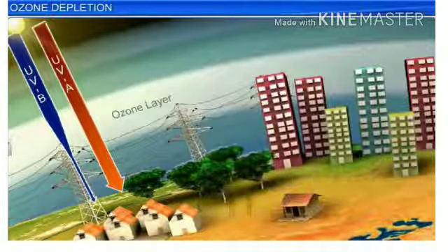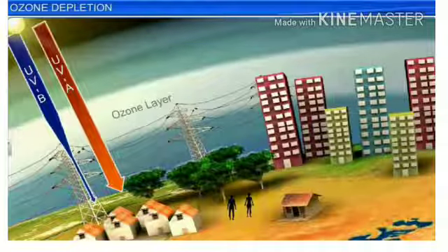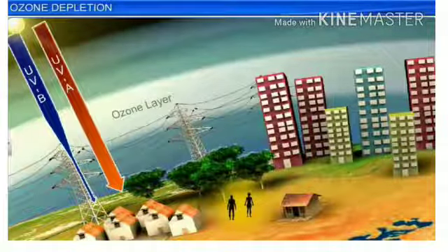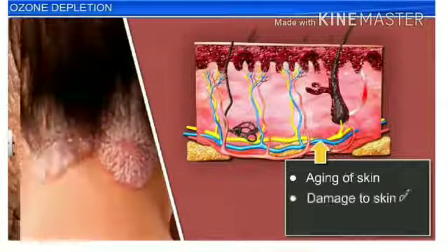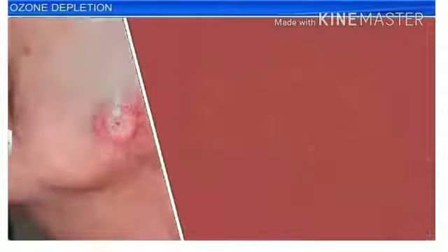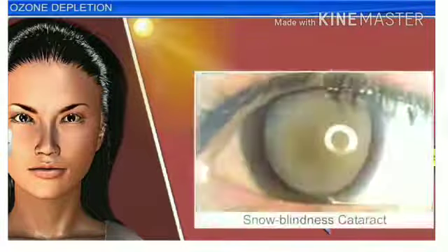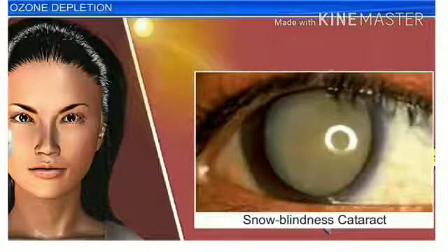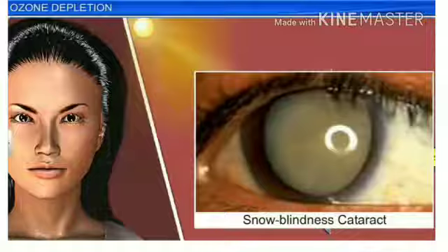Moreover, Prolonged exposure to ultraviolet rays has harmful effects on human beings. It causes aging of the skin, damage to skin cells, and various types of skin cancers. Moreover, if the cornea of the eye absorbs high doses of UVB radiations, it causes inflammation of the cornea, commonly known as snow blindness cataract. Prolonged exposure to these rays may also permanently damage the cornea.